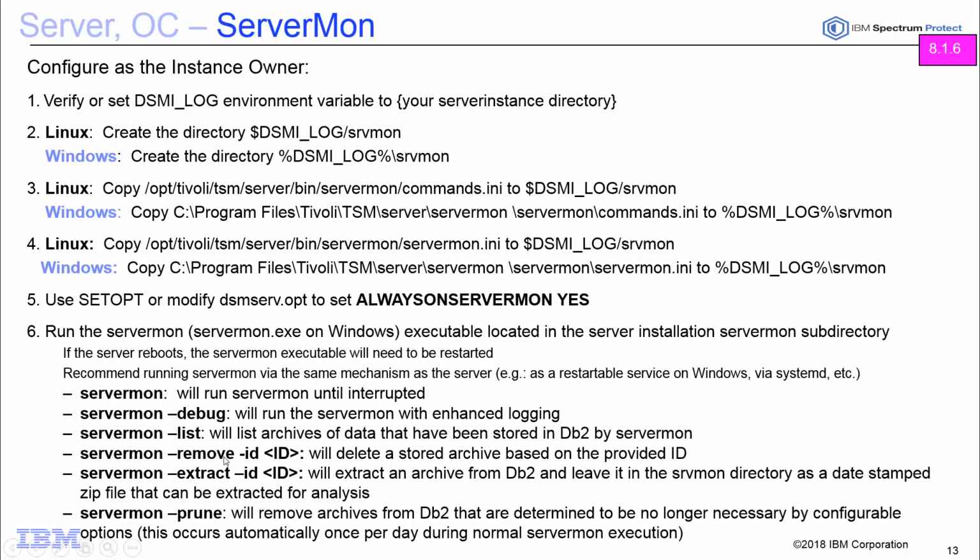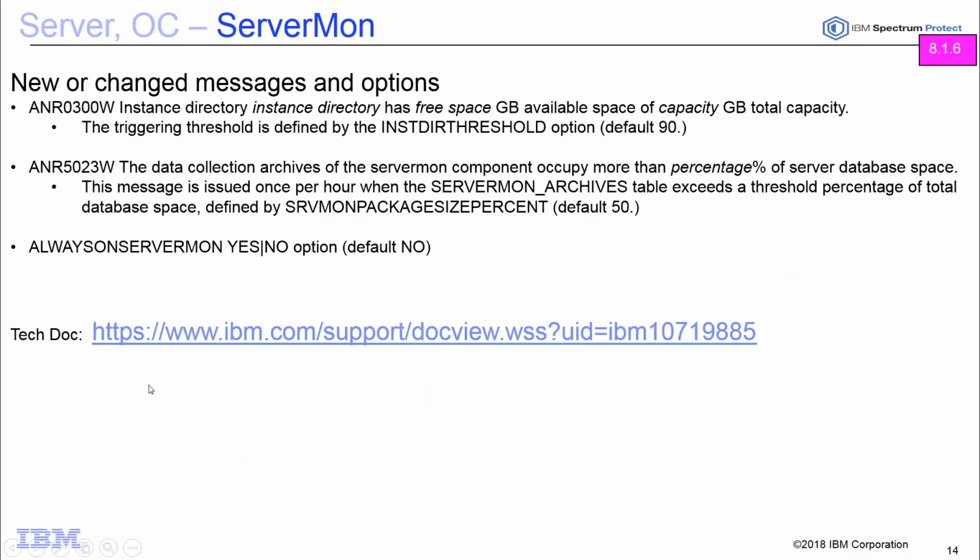Here are the options that do come with ServerMon. Level 2 wants you to turn on any of these specific ones, you can, but out of the box, ServerMon on its own will work fine. There are a couple new informational messages which will be logged in the Spectrum Protect activity log, telling about the instant directory if it does have free space available and how much. And it will also tell you the data collection archives on the ServerMon component occupy X% of the server database space.